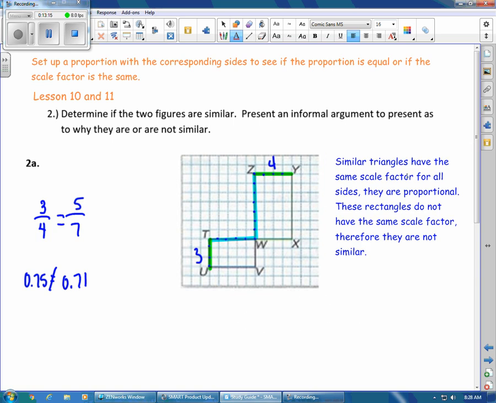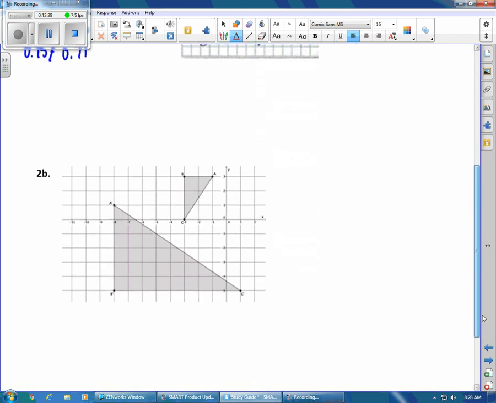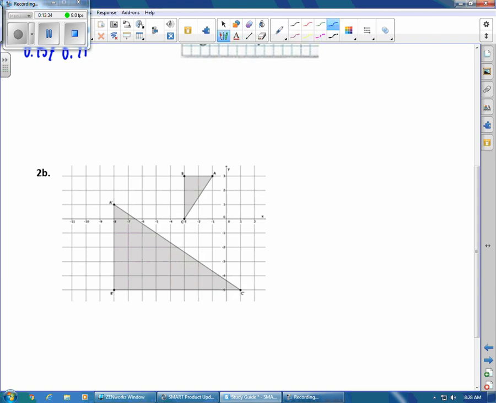Okay? I'm telling you my argument. If they were similar, they would have the same scale factor. They don't have the same scale factor, therefore they are not similar. They're not proportional. I'm going to do the same thing with these triangles. Corresponding sides. Check the scale factor. So I'm going to just highlight the corresponding sides. This is a little bit easier because we do have a prime.